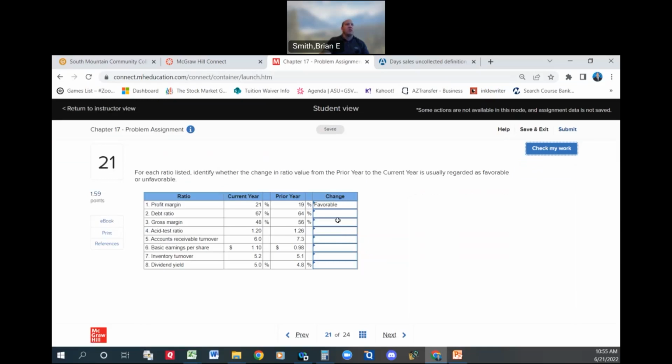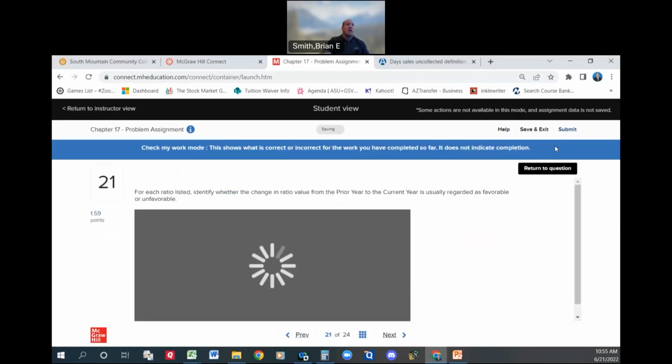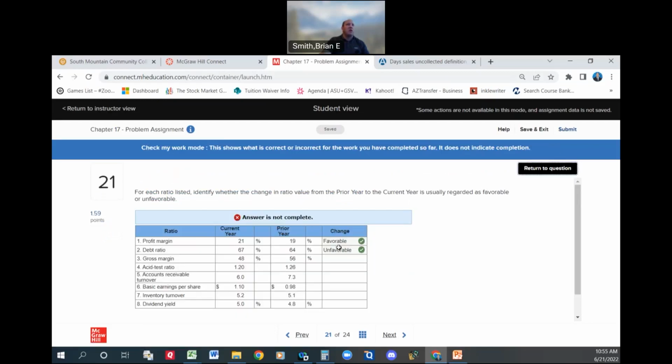Debt ratio. Here's the thing with debt ratio. It increased. I would say that this is unfavorable. I want to see what they say, but it depends. It really does depend. You might be all right with that increase. You just never know. So just play around with this, kind of see what it says and see what it does.